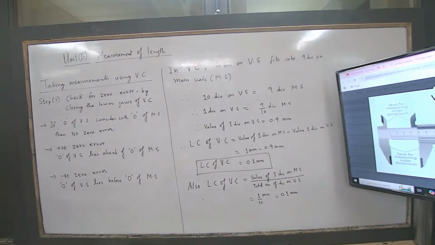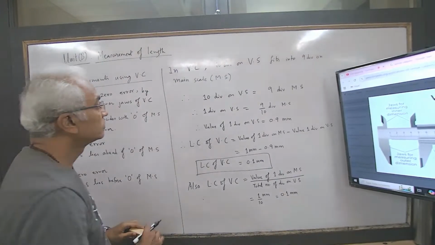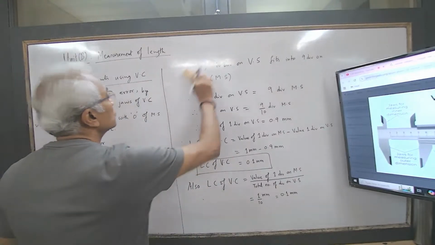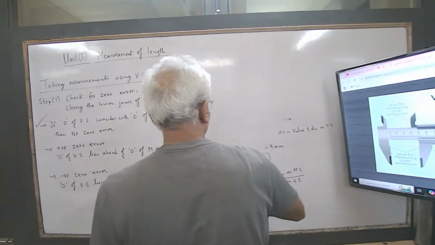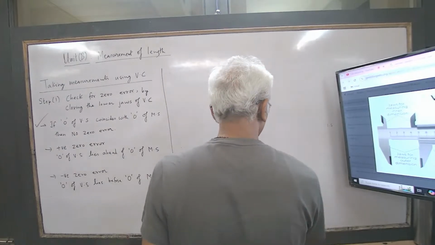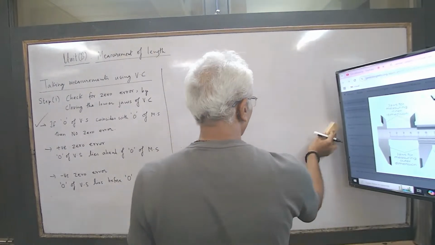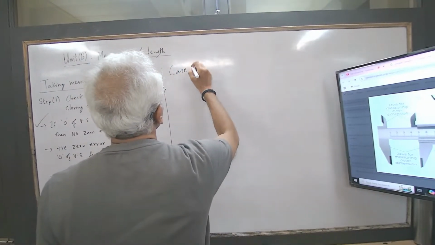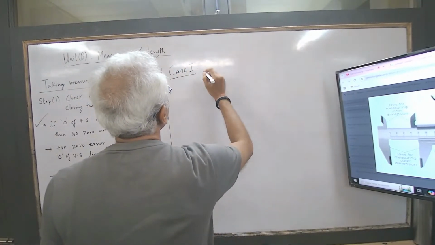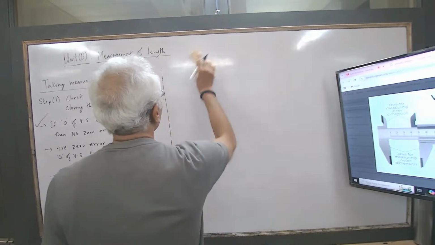First, let us assume the simple case where there is no error in the vernier scale. First we'll take a reading or measurement without zero error. Okay. So you have to use the formula. Three cases. Case 1. Okay, first let us write the formula.